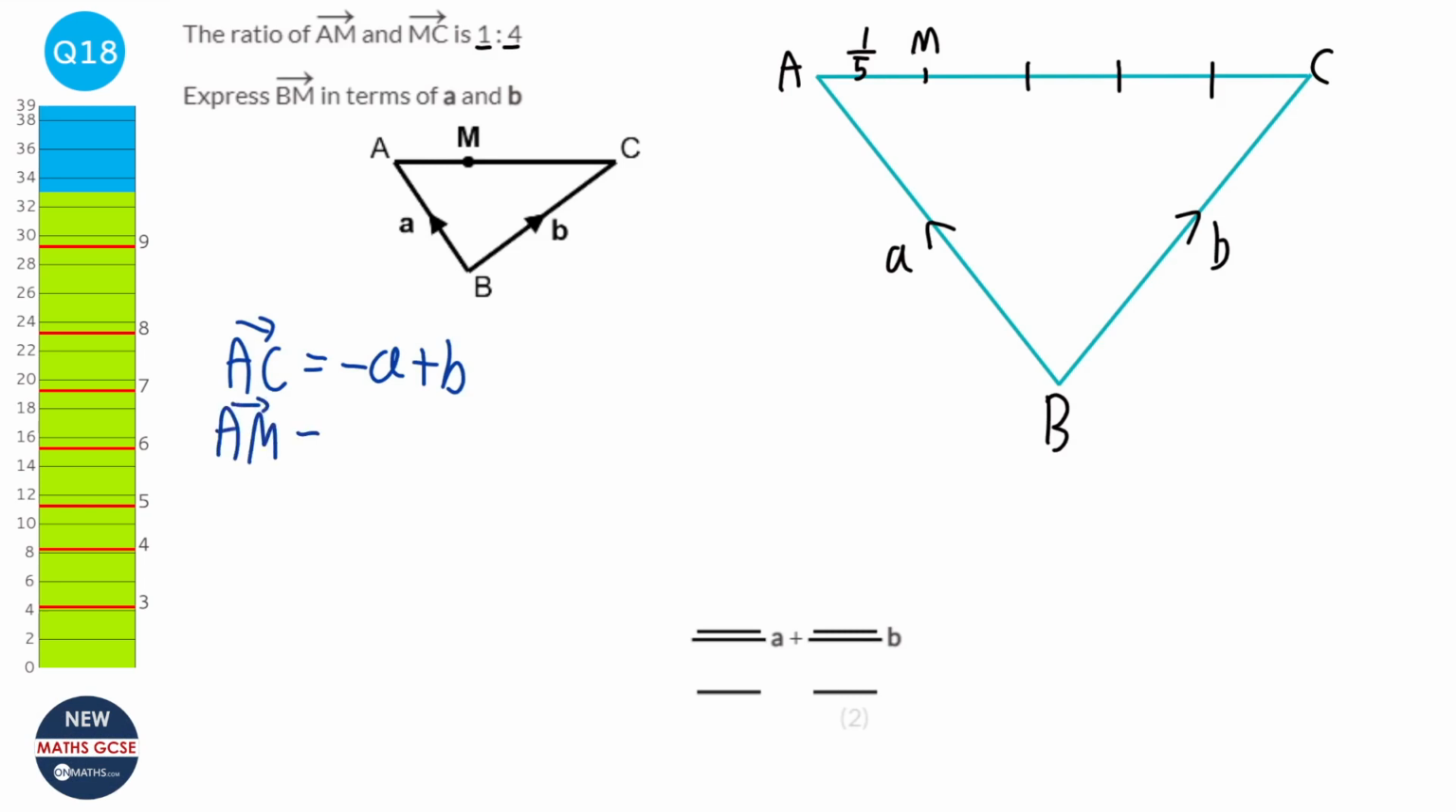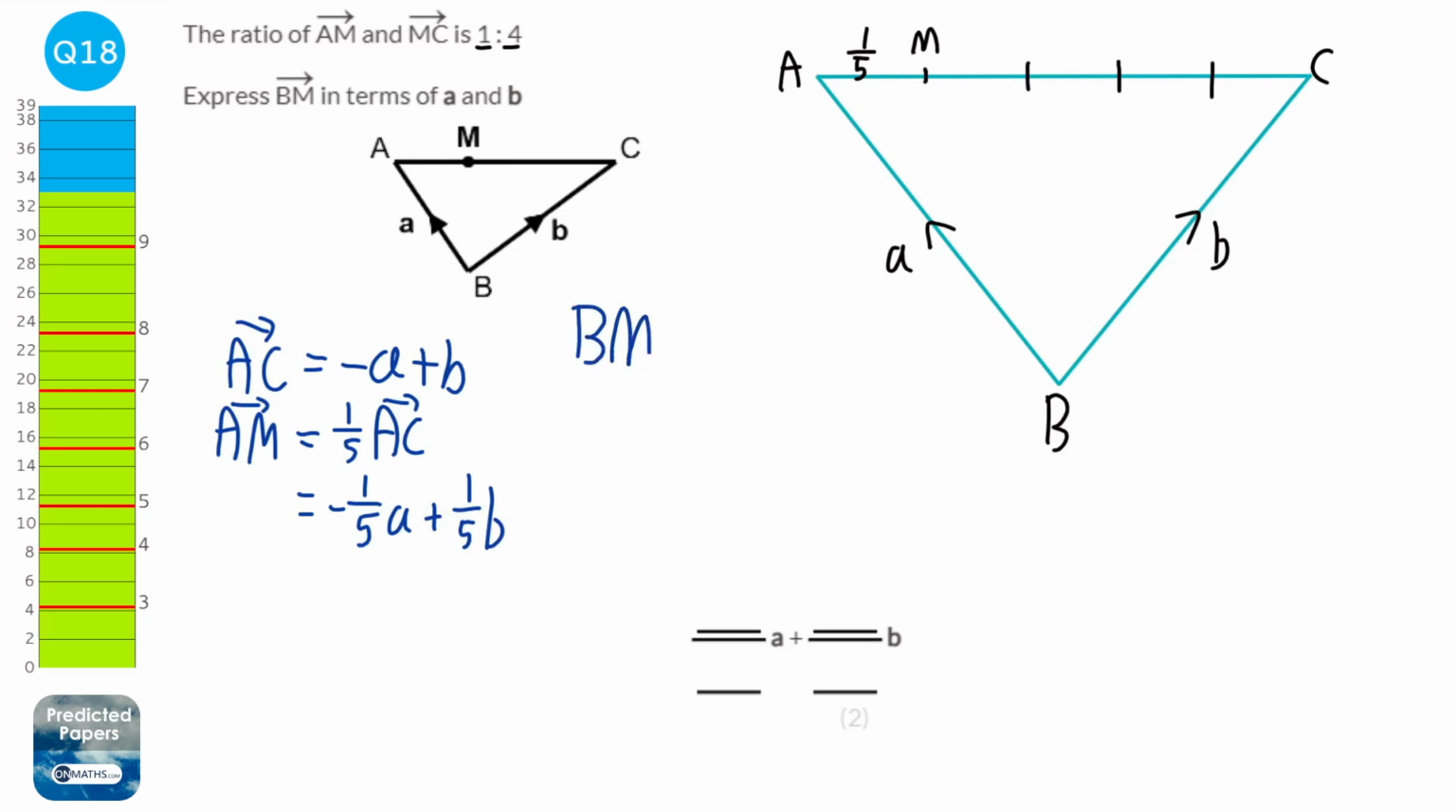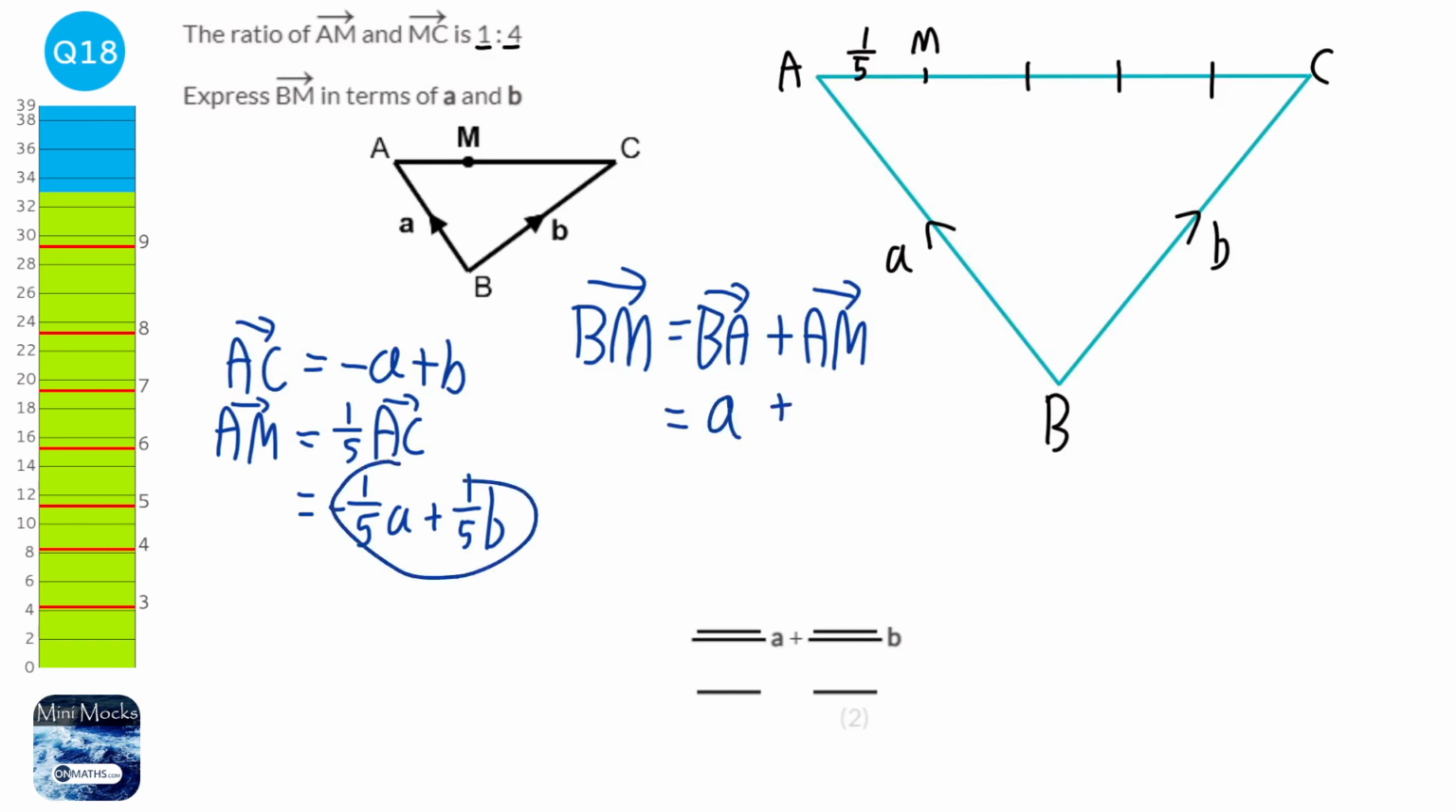Now A to M is going to be 1/5 of A to C. If A to C is minus a plus b, that means A to M is going to be minus 1/5 a plus 1/5 b. Now we're asked for the vector B to M, and we know that that's going to be B to A plus A to M. We know B to A because it's labelled, it's just a. And we know A to M because we've worked it out down here.